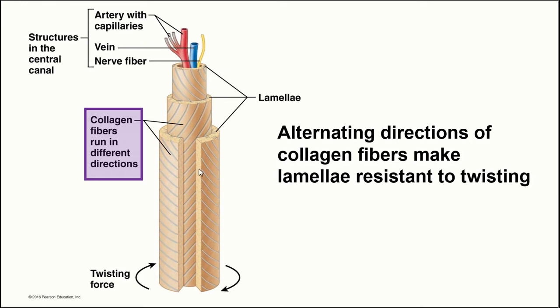And so what we see is that the collagen fibers alternate directions, and this alternating of directions of these collagen fibers helps make these lamella resistant to twisting in any direction. That is, these lamella can be twisted in a clockwise direction or a counterclockwise direction, and that helps the entire osteon be resistant to a twisting motion in any direction that it happens to be twisted. So I think that's kind of cool right there.